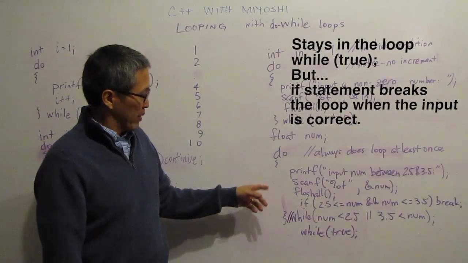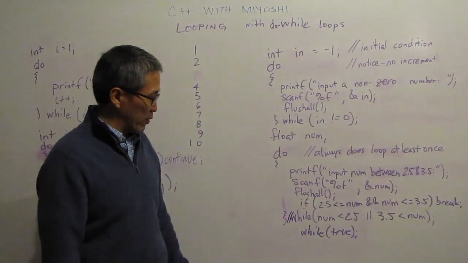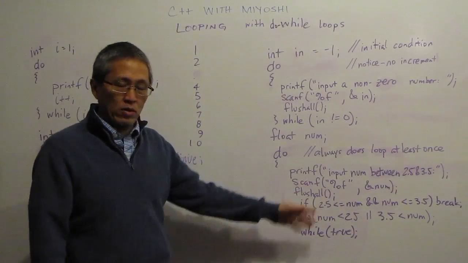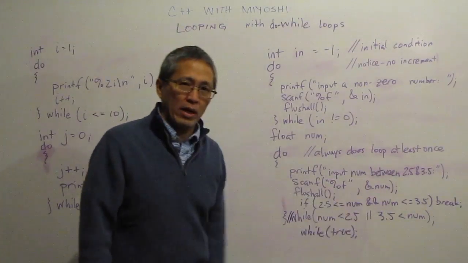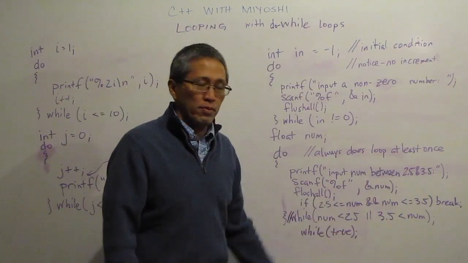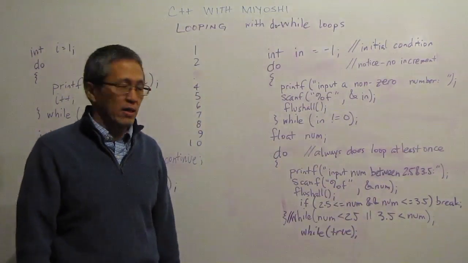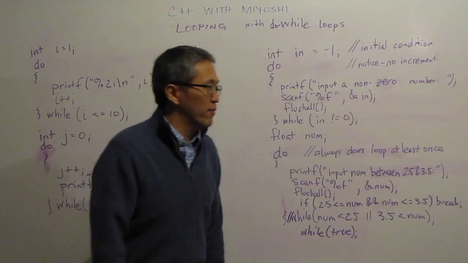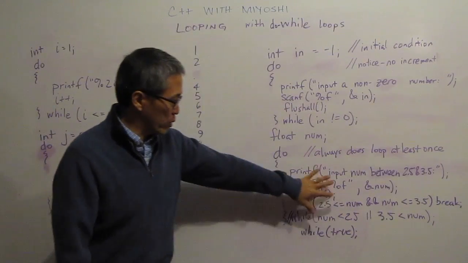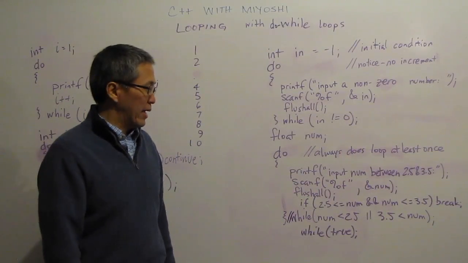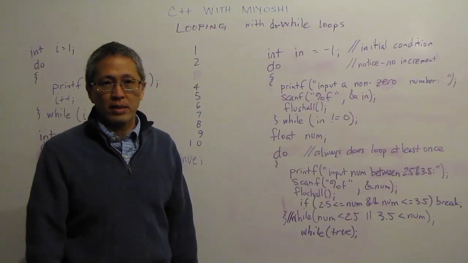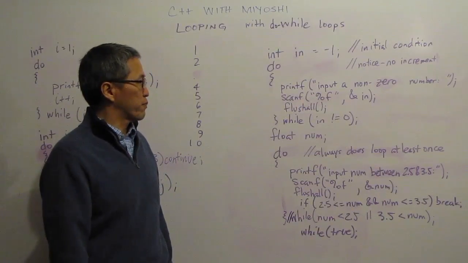So, different philosophies there, different ways to do that. Neither way is right or wrong. Some people like to exit when they get what they want. Some people like to stay in the loop as long as it's wrong. It's kind of a philosophy thing almost. But choose which way you like to do that. I've done it both ways, and you can have success either way. It just depends on what you want to do, how you want to write your code.